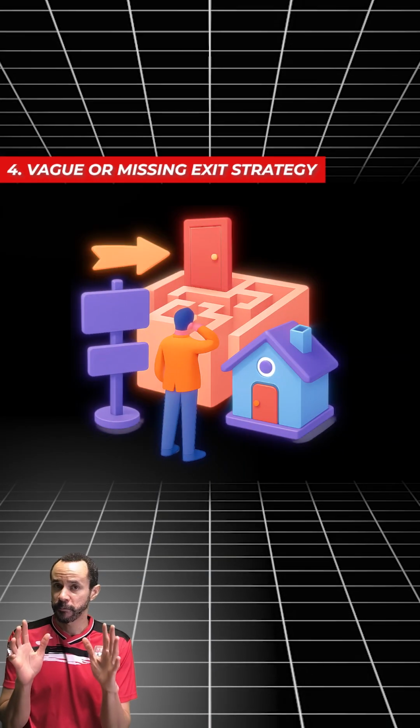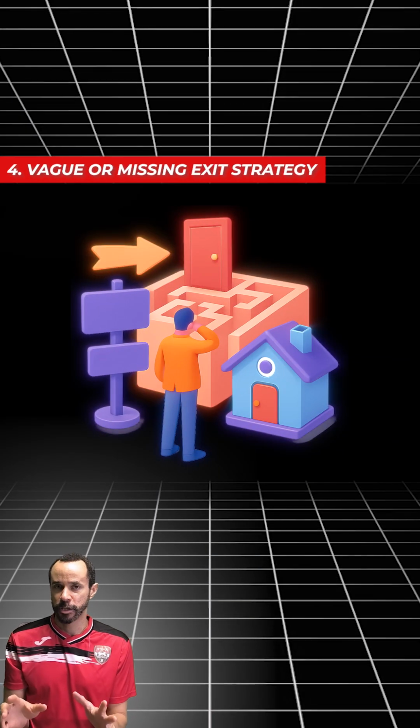Number 4 is a vague or missing exit strategy. Okay, so this is a bit of a double-edged sword because market conditions will apply. And let's say, for example, cap rates go up. You may not want to sell at that time because it might be very unfavorable, right?